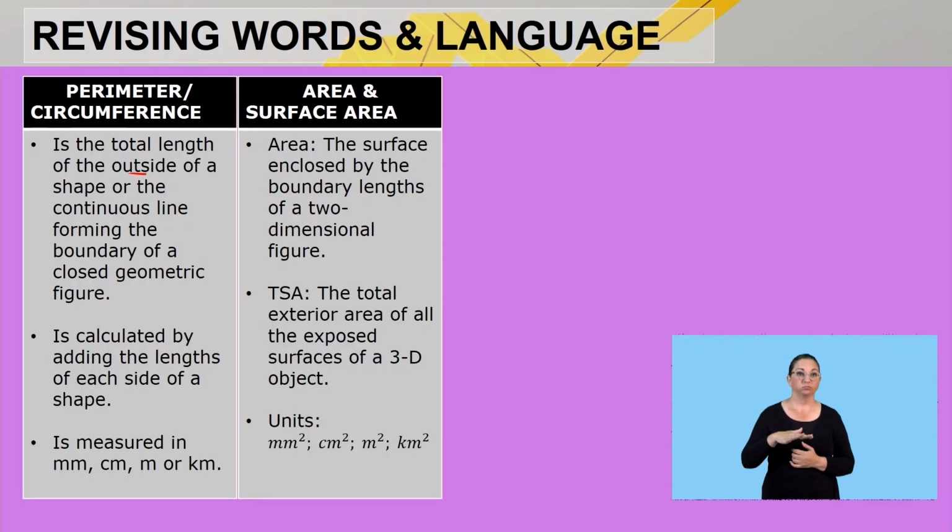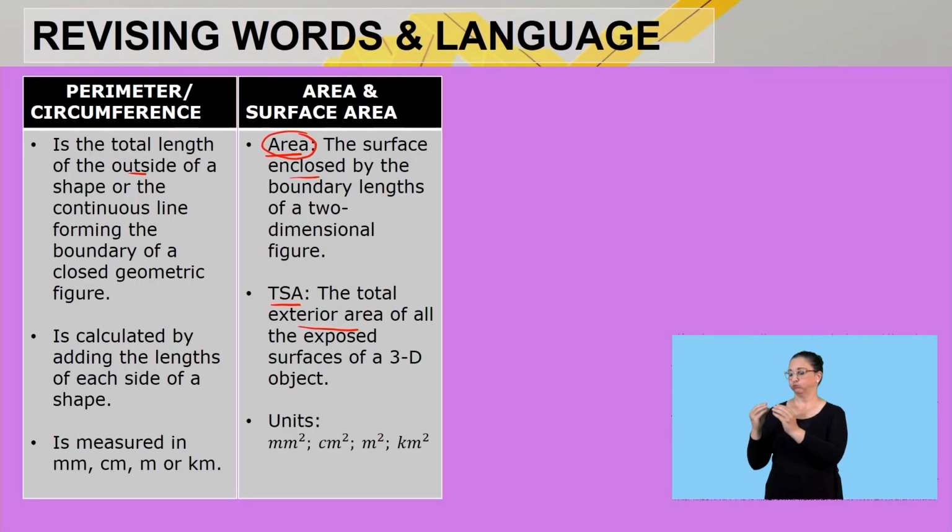Then when we look at area or surface area, I've indicated here that area is the surface enclosed by the boundary lengths of a 2-dimensional figure. Then total surface area, right, is the total exterior area of all the exposed surfaces of a 3D object. So I'm sure you can see now area, when is it applicable? When we work with a 2-dimensional figure, and then total surface area will be applicable when we work with the surfaces of a 3-dimensional object. Okay, and the units for both is either millimeters squared, centimeters squared, meters squared, and so forth.